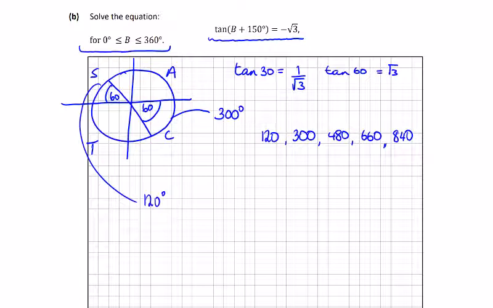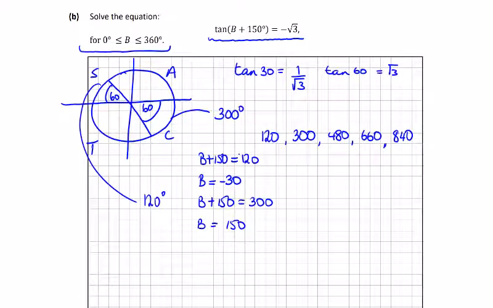So we say that b plus 150 is equal to these solutions. B plus 150 is equal to all of these. So in this case, first one 120, b is going to be equal to 120 minus 150, minus 30. For b plus 150 is equal to 300, we're going to get b to be 150. For b plus 150 to be equal to 480, we're going to get B to be 330.